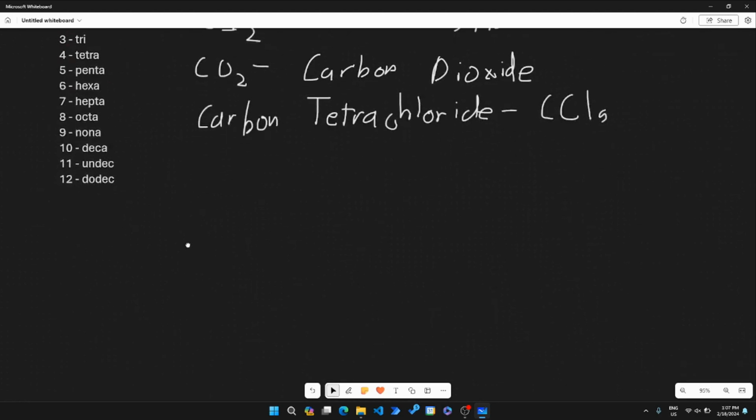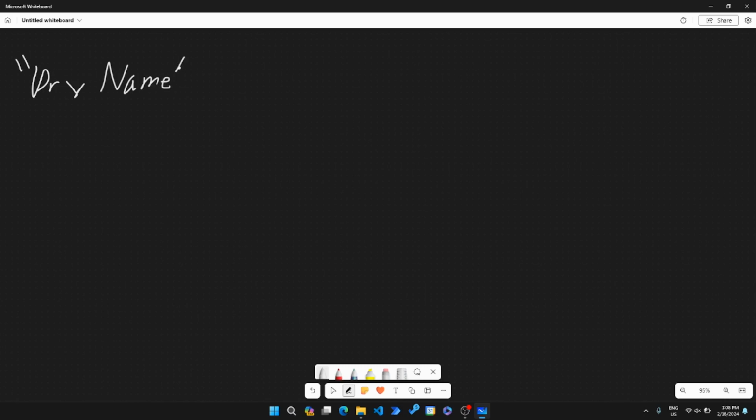Now there's just one more thing that we need to learn how to name, and those are maybe the most complicated of them all. And they're acids. Now, if you'll remember, acids are from ionic compounds dissolving in water. So they will always have two names. One is their so-called dry name, which is when they're not an acid, and then they have their acid name. So the dry name is just the name of the compound as an ionic compound.